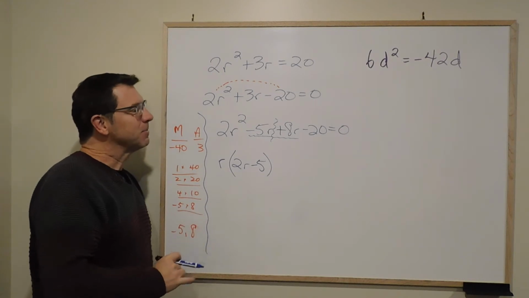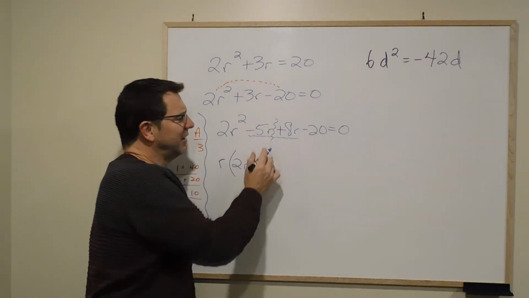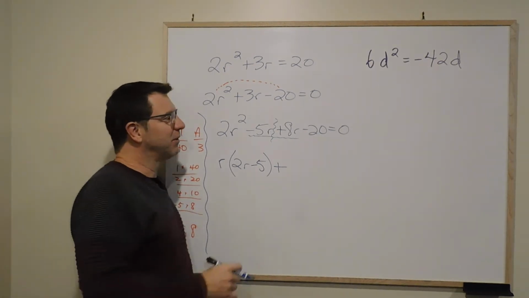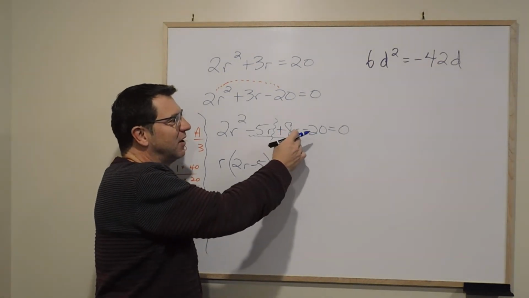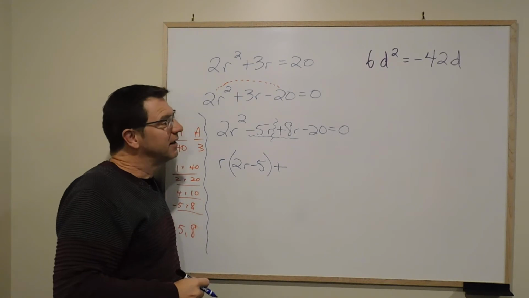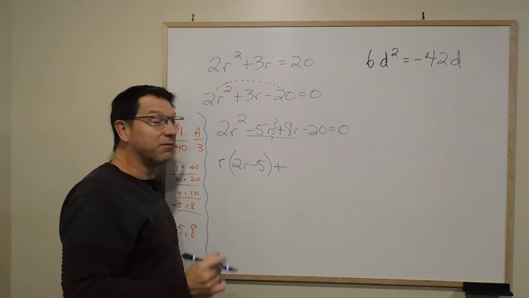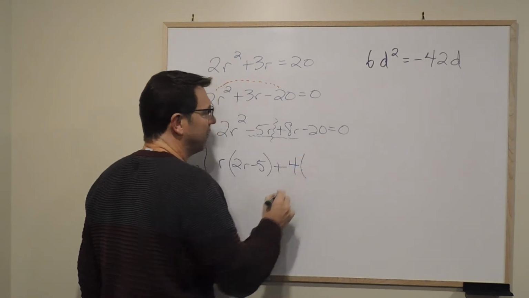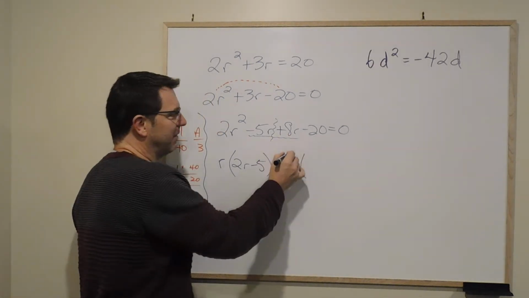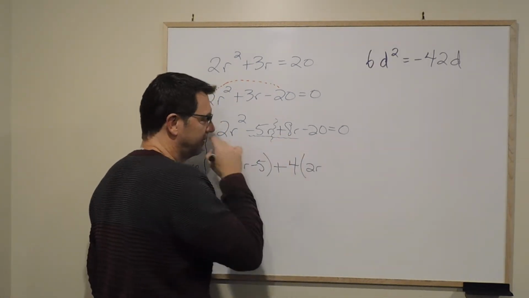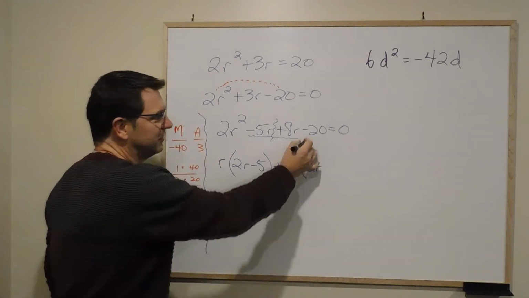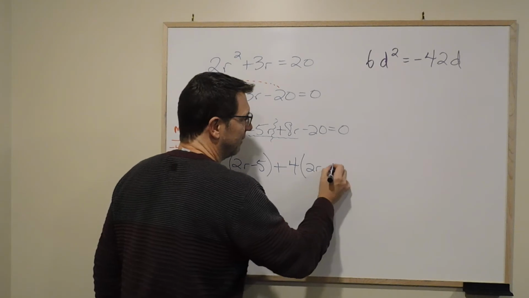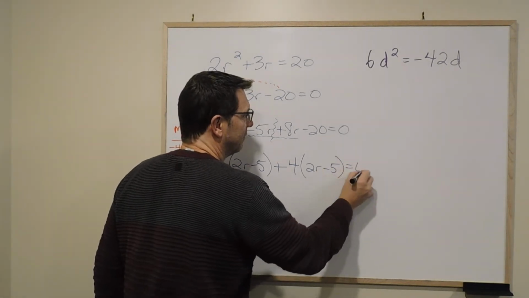We're going to do the same thing on the other side. We're going to keep the sign right there, the next sign. And we're going to say what factors out of 8r and minus 20. 8 won't go, 4 will go. So I can take 4 out. 8r divided by 4 is 2r. And minus 20 divided by 4, remember it's a plus 4, is minus 5 equals 0.